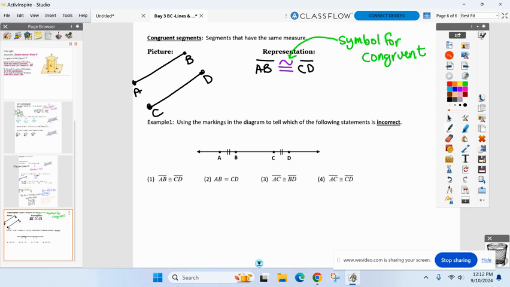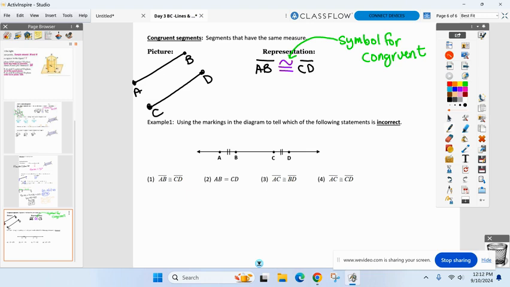Let's say it doesn't say in the directions that they're congruent, and it doesn't give you the lengths, but they are congruent. How am I going to know that? They're going to put markings on the diagram for you. No ruler. The only thing we use a ruler for in here is a straight edge, or a protractor. We don't measure anything in this class.